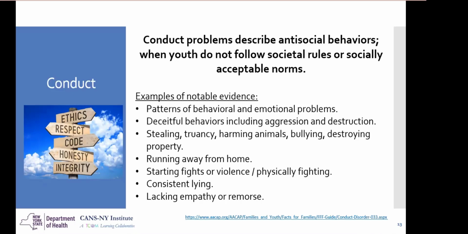So however those behaviors are present or persistent, or part of a pattern, is something we want to capture here. Again, we're looking at behaviors that are very persistent for that young person and created a pattern for that young person. We want to be able to capture that here. Some examples are stealing, skipping school, harming animals, bullying, destroying property, consistent lying, lack of empathy and remorse, starting fights or violence, being physically fighting, and things of that nature is what we think about when we think about the conduct item.